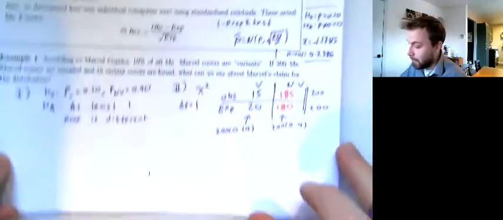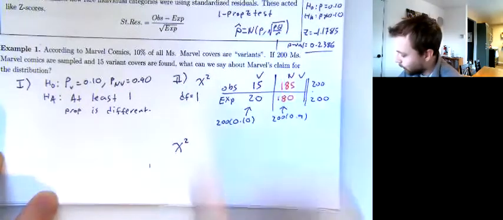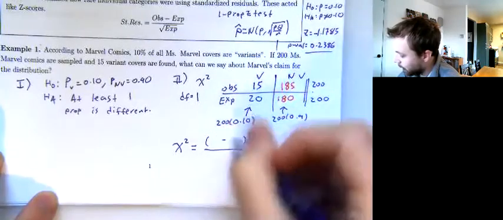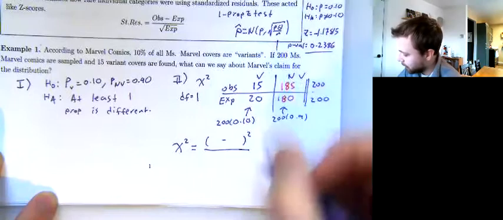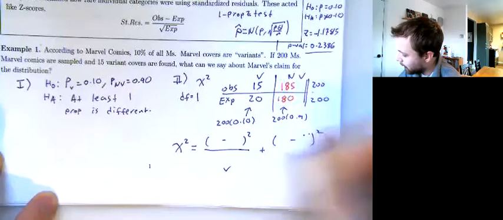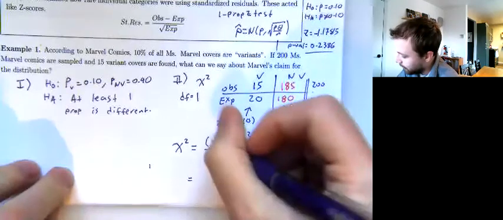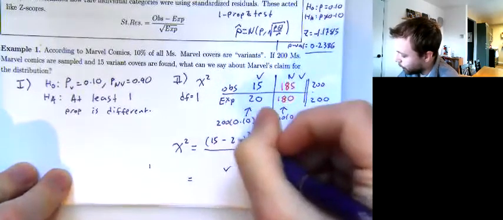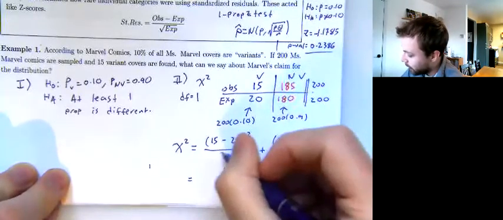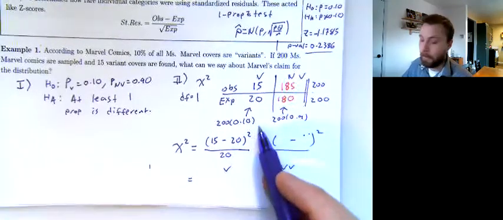I want to calculate what my chi-squared is so I can find that p-value. So I'm going to do chi-squared is equal to observed minus expected squared over expected for the variant covers. And I'm going to do the same thing, observed minus expected squared for the non-variant covers. So I have 15 minus 20. I observed 15, I expected 20, I divide by 20. This is going to end up being 5 squared, or 25 over 20.